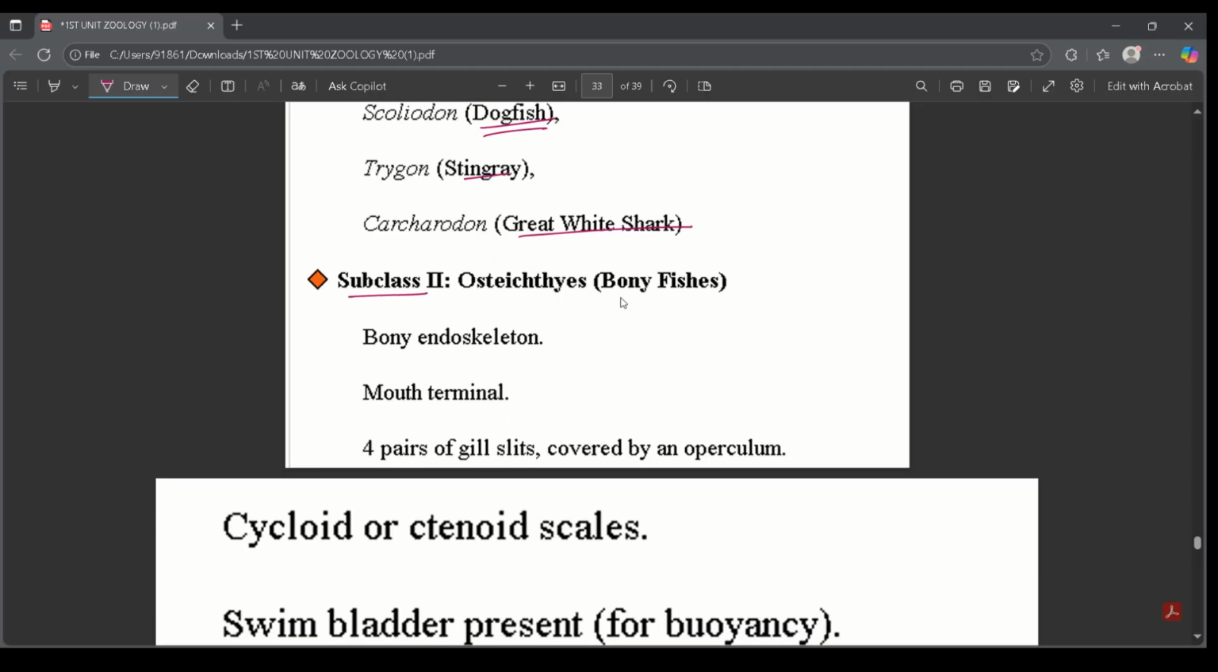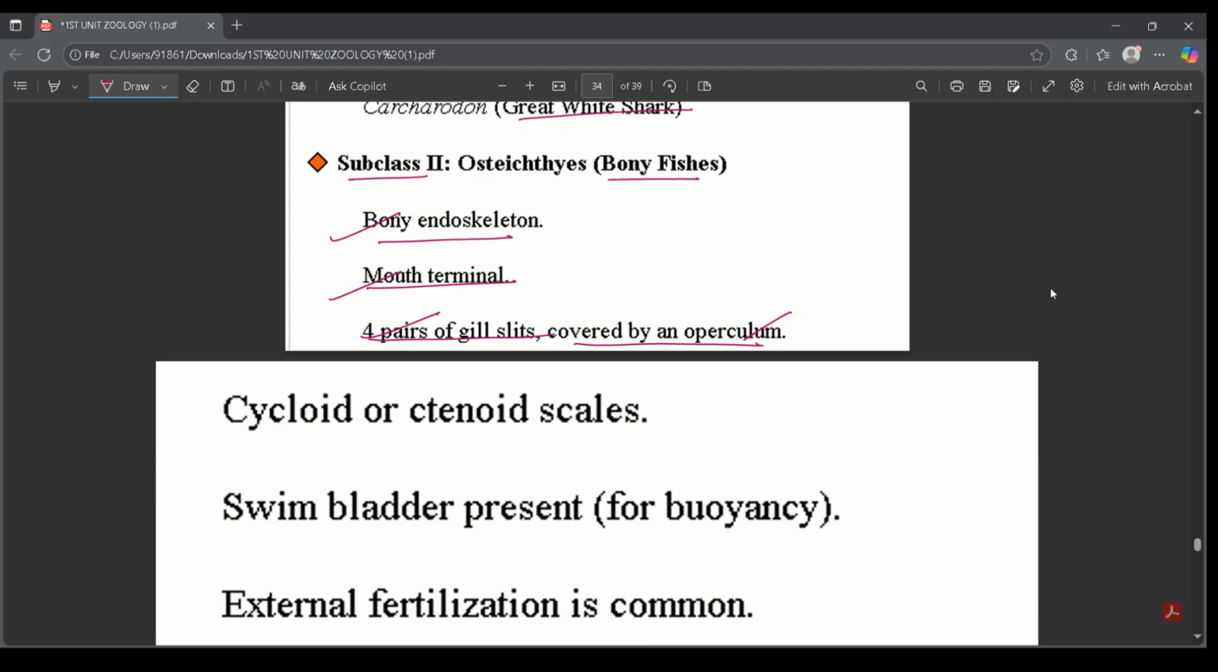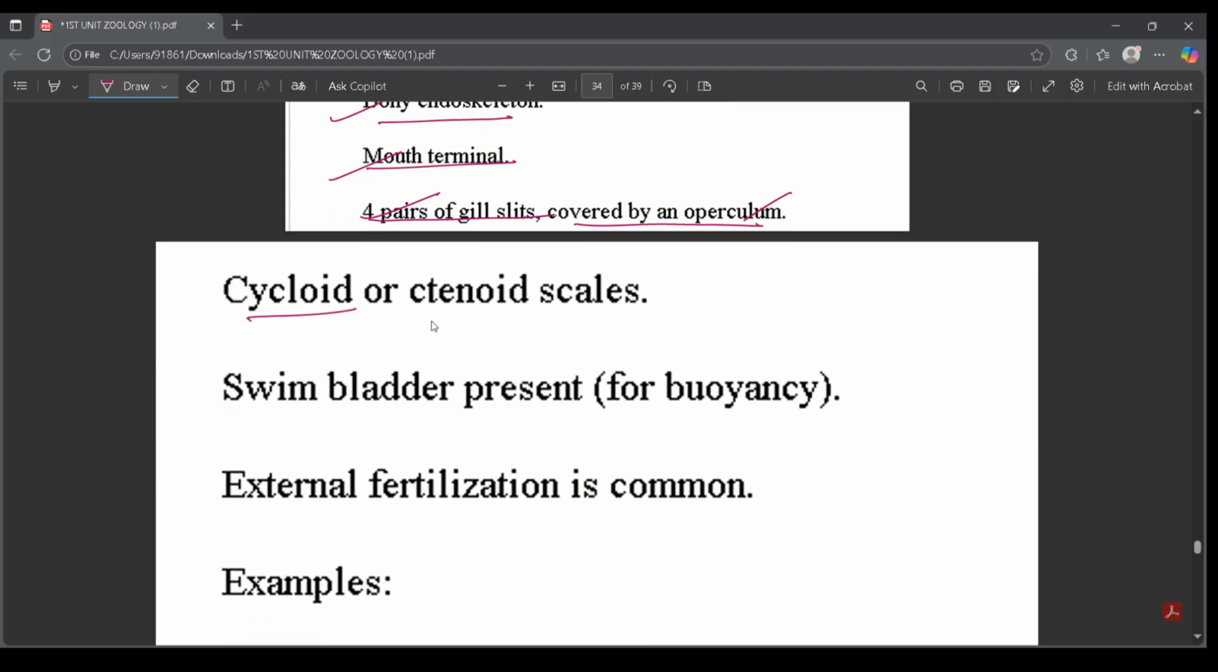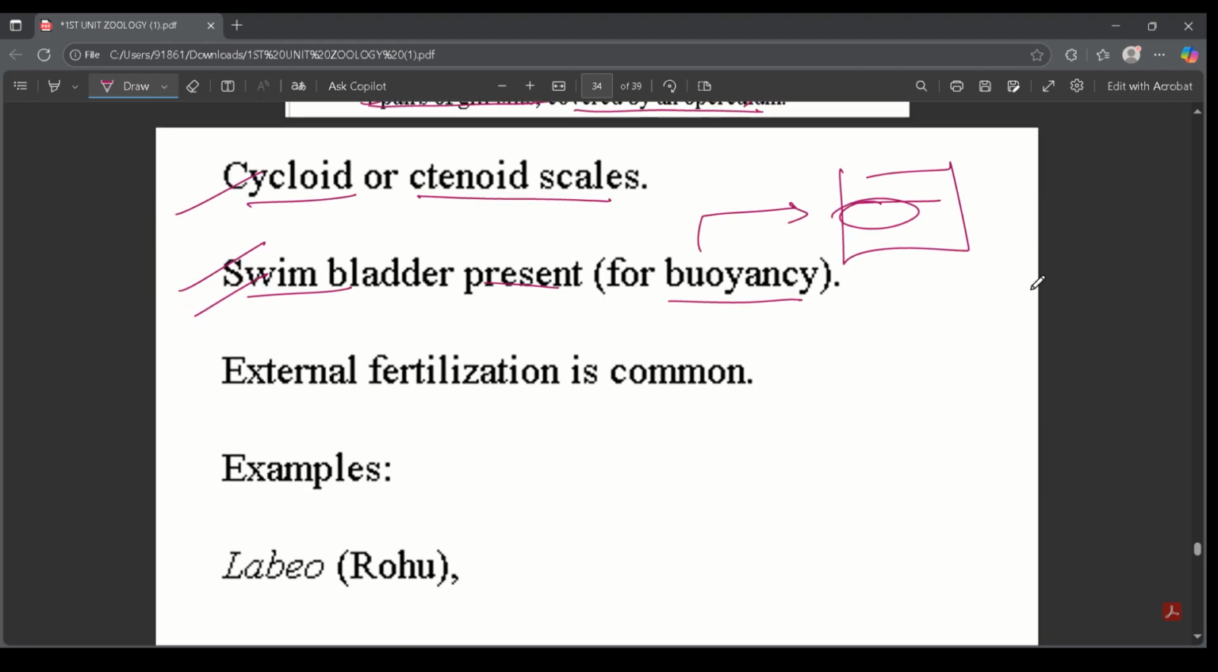Next is subclass 2, bony fishes. They have a bony endoskeleton. They have a terminal mouth. They have 4 pairs of gill slits covered by an operculum. Cycloid or ctenoid scales. Swim bladder present for buoyancy. If you don't know what buoyancy is, it's nothing but the property of an object to float on the surface of water.